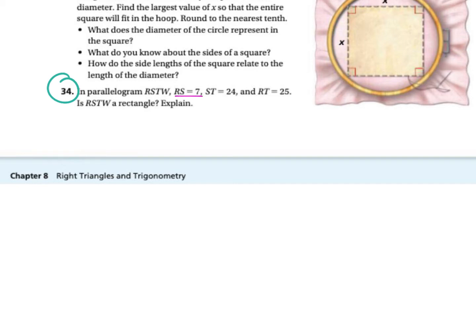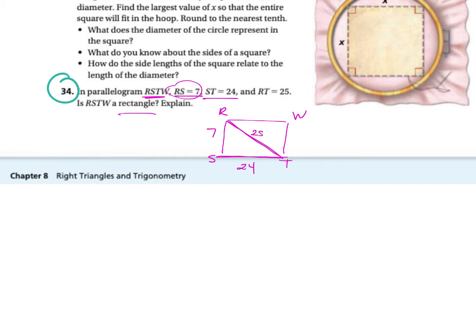It says RS. Okay, so first of all, I would just draw a parallelogram. It's asking if it's a rectangle. I would just draw it to look like a rectangle, even though we don't have any idea if it's a rectangle, okay? Because then you can visualize it. So R, S, T, W. It says RS is 7, ST is 24, and RT, which is a diagonal, is 25.